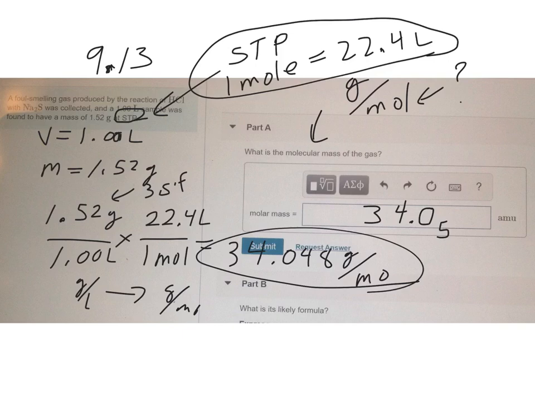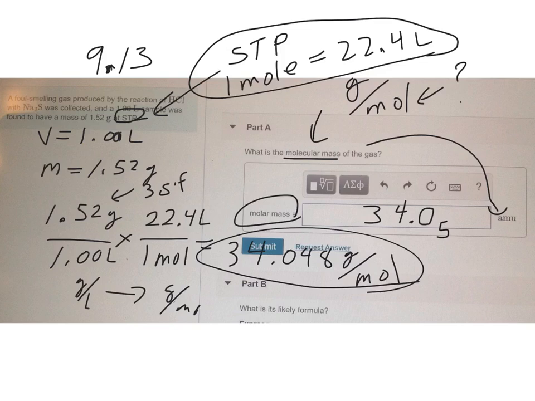They're a hot mess here. By the way, they ask for the molecular mass, which would indeed be in units of AMU, but then they say molar mass, which would be in units of grams. Same number, different units, right? But it's 34.05. That's the part that I care about.